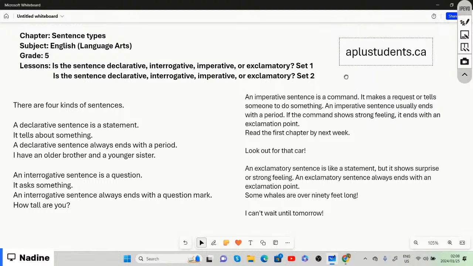And we are doing our tutorial lesson on aplusstudents.ca.